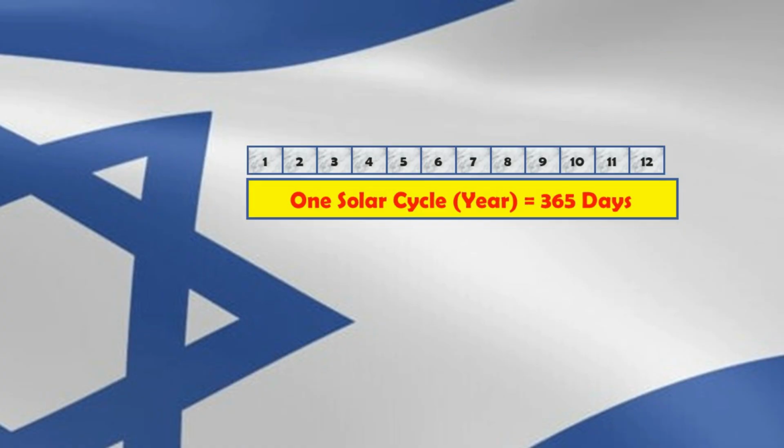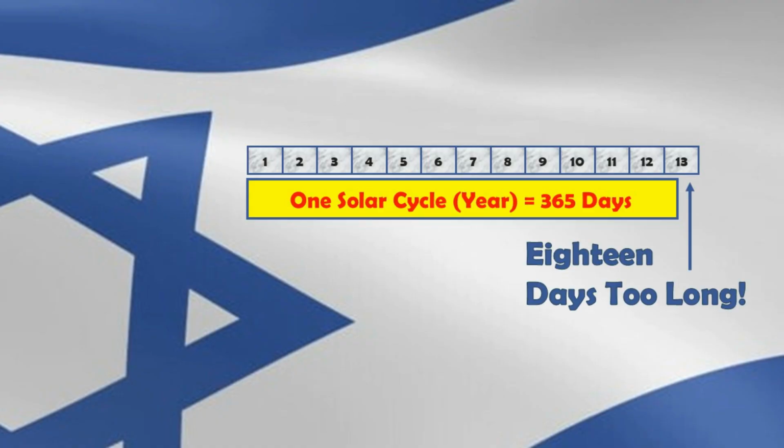29.5 times 13 is 383.5. So that's just about 18 days more than the 365 days that it takes us to go around the sun once. And so there's no making the lunar cycles match up exactly with the solar cycles. So what we did in the Gregorian calendar is we just made our months a little bit longer, right? And so they really don't match up with lunar cycles anymore.